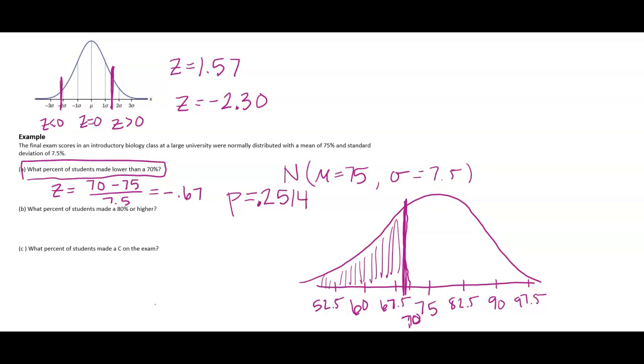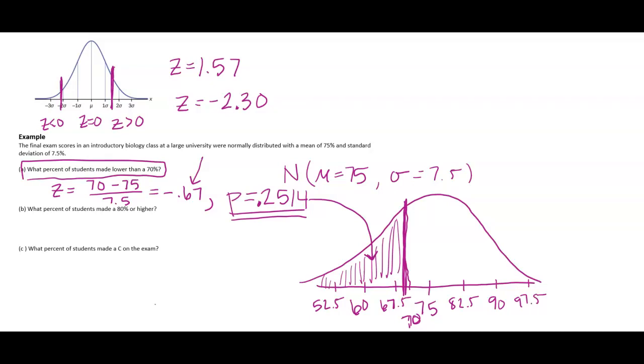Now notice I don't say -0.67 equals this. I make these two separate things. This is my z-score. This is my location relative to the mean of where 70 is on my distribution. This right here is the probability that matches this part of my distribution model.